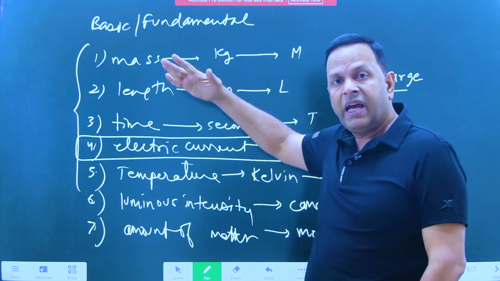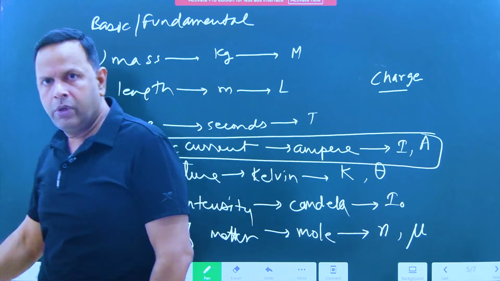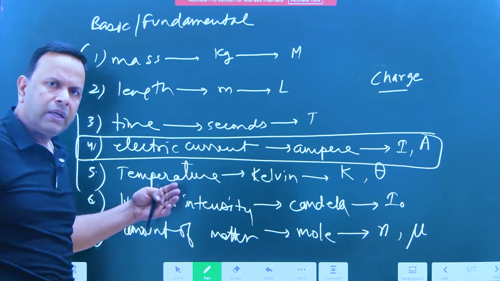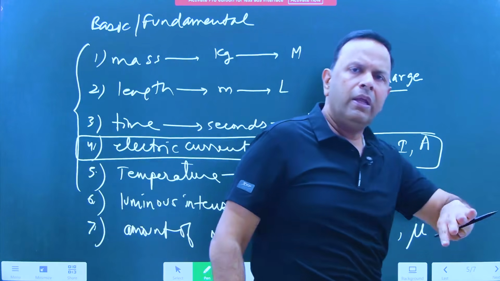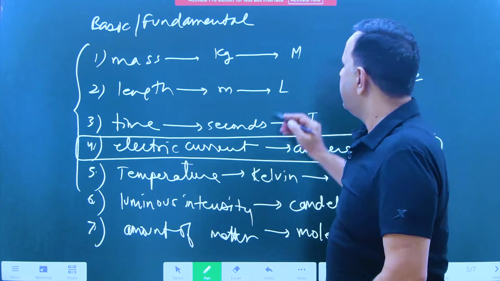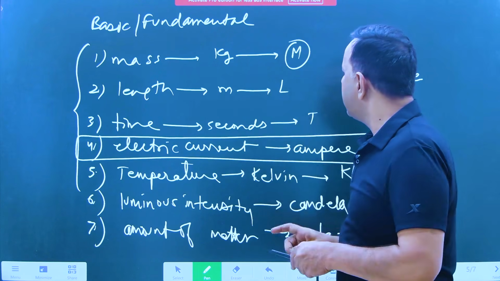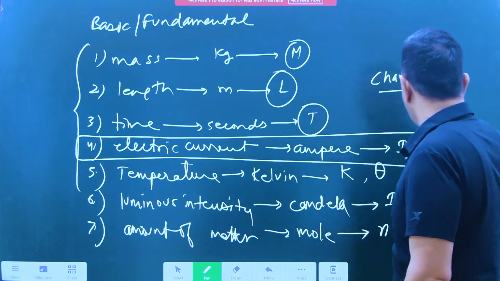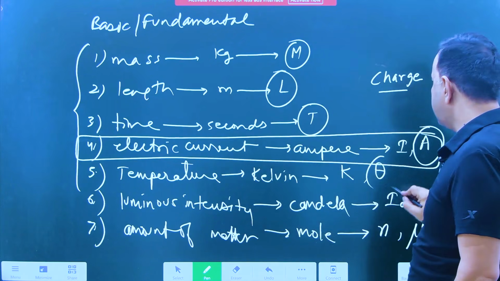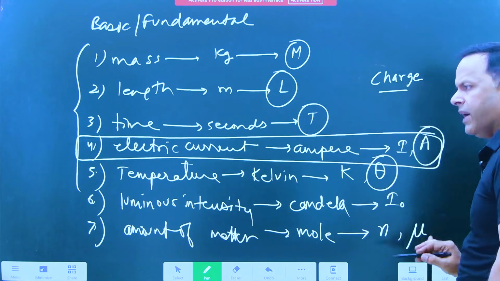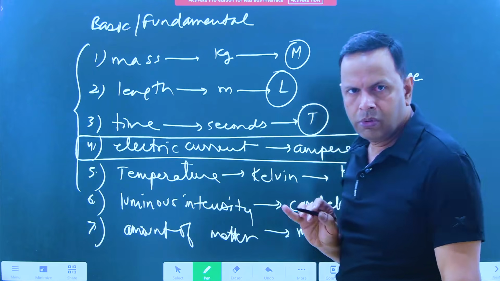When we speak about the dimensions of any physical quantity, we will mostly be concerned with the first 5 entries. I'll tell you why the remaining 2 will be of less significance, but at least everybody remember that M has to be taken as a symbol for mass, L for length, T for time, A or I for current, theta or K for temperature.